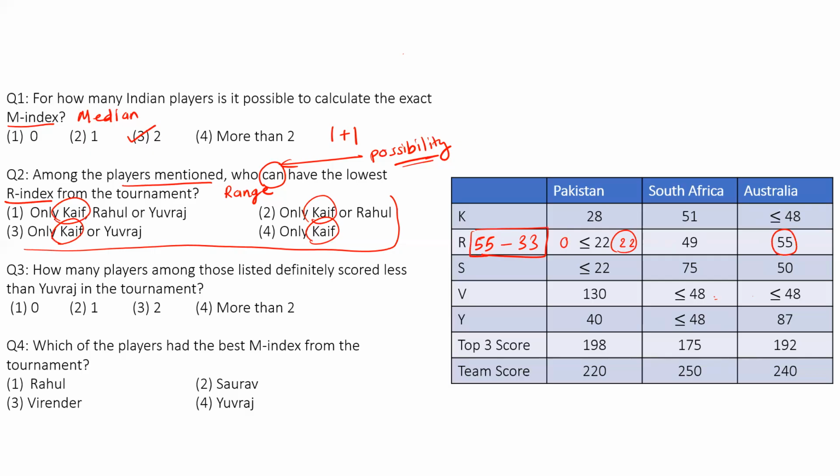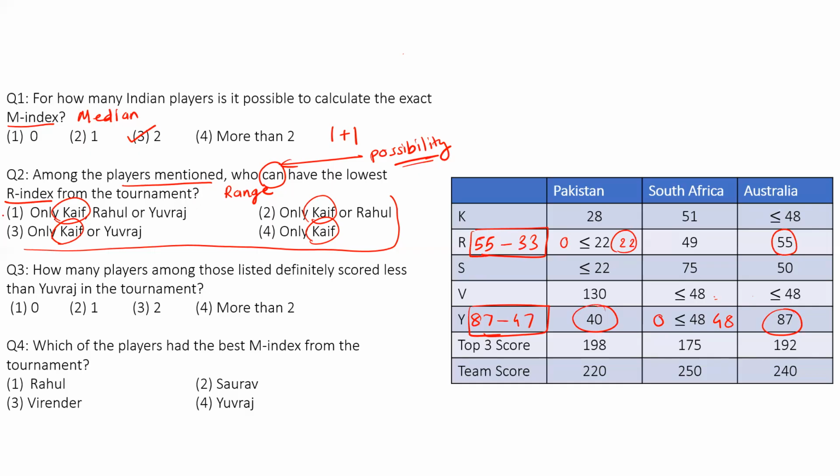Similarly, let us try it for Yuvraj. Okay, the lowest value can be 0. So in that case, range will be 87. Now in this case, if he is scoring 48 runs, so range will be 87 minus 40, that is nothing but 47. As you can clearly see, there are a lot of values which are common between the range of Rahul as well as Yuvraj.